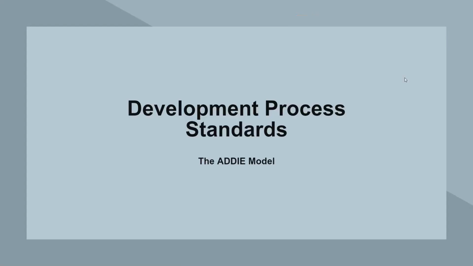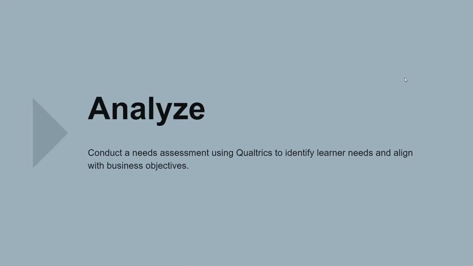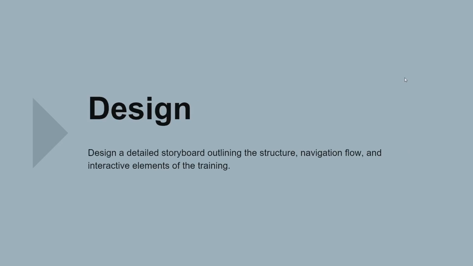The model that I would use as the framework for development process standards is the ADDIE model. For analyze, I would start with a Qualtrics survey and short interviews to pinpoint training gaps, platform familiarity, and learner preference. To design, I would use Canva or Google Slides to map out the storyboard, include branching scenarios, and identify knowledge checks.